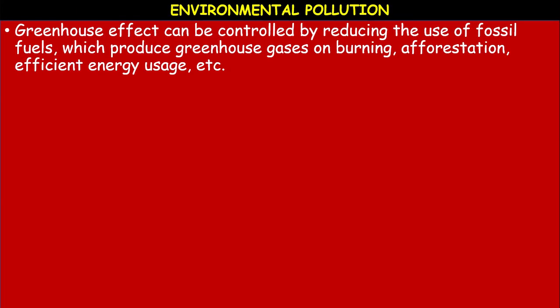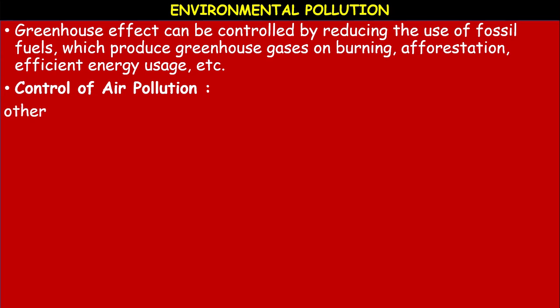The greenhouse effect can be controlled by reducing the use of fossil fuels. What are fossil fuels? Coal, petroleum and natural gas. The combustion of these fuels produces greenhouse gases. We also have to encourage afforestation, the growing of forests, and efficient, judicious usage of energy resources to control the greenhouse effect.